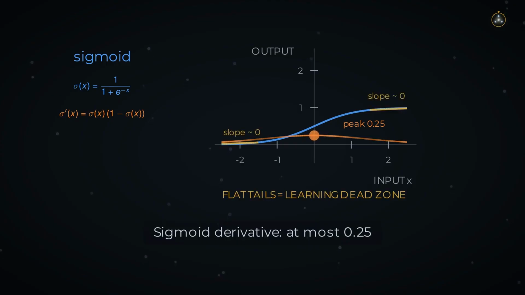And remember what this number is. The activation's half of every layer's factor in our long product.